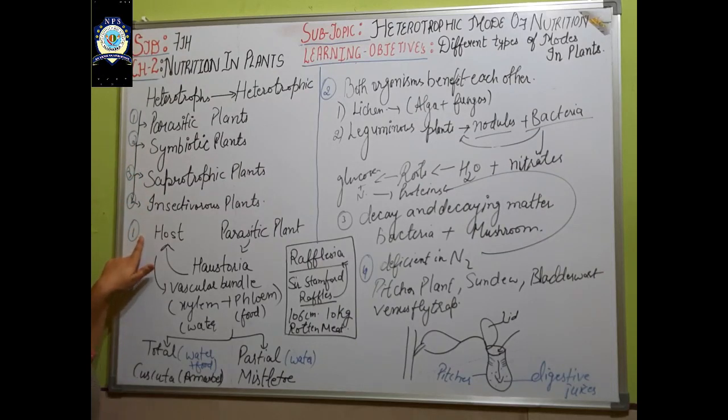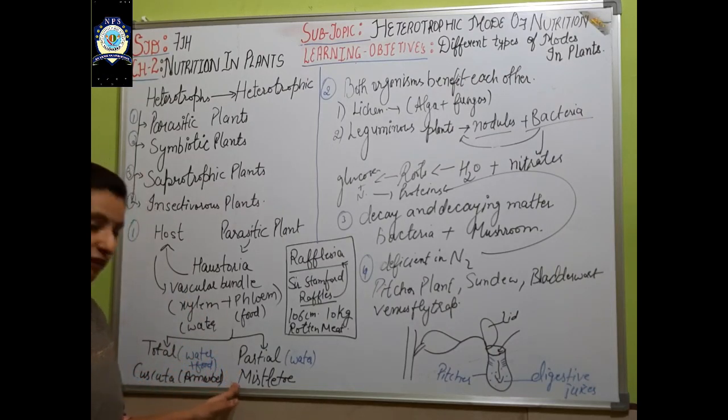Parasitic plants are those which depend upon the body of the host. They get their food from the body of the host with the help of Haustoria. They are of 2 types: total parasite and partial parasite. Total parasite has the example of Cuscuta, Amarbale. Apodanthes is also an example of total parasite.